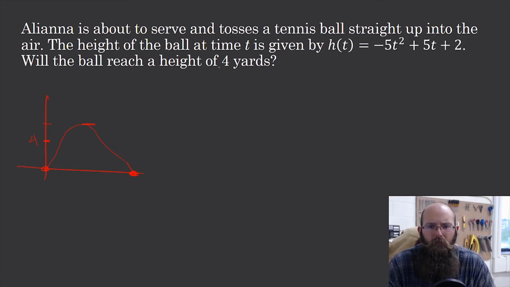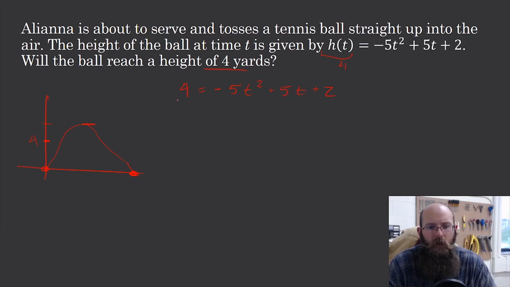If it ever hits a height of 4 yards, then there's a time at which that happens, right? If there's a time at which that happens, that means this part over here would be 4. So 4 equals negative 5t squared plus 5t plus 2. So that would mean that a height of 4 happens at some time. Well, let's see if that time ever exists. So I'm going to solve this here. I'm going to factor it, or actually use the quadratic formula, because that tends to be easier, to try and figure out what t is, to see if t is a real number.